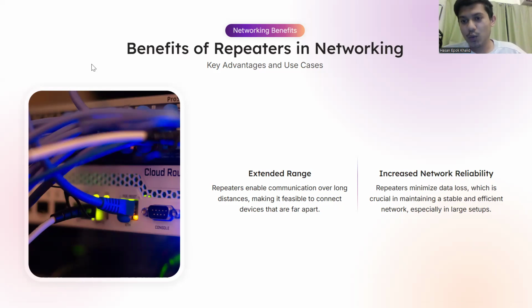And then let's go to increased network reliability. Repeaters minimize data loss, which is crucial in maintaining a stable and efficient network, especially in large setups. As I have said earlier, it increases the range and it regenerates the signal into its original one. So for large network setups, we need to have some repeaters.